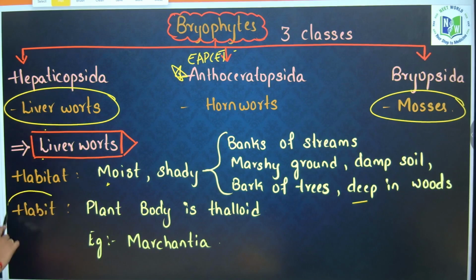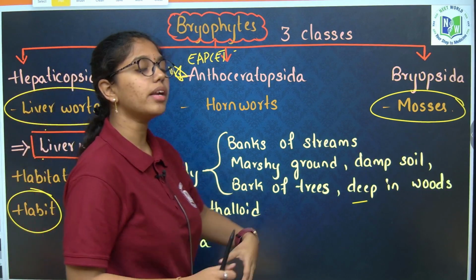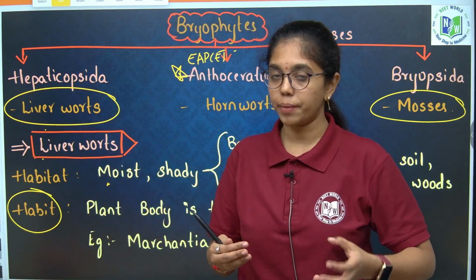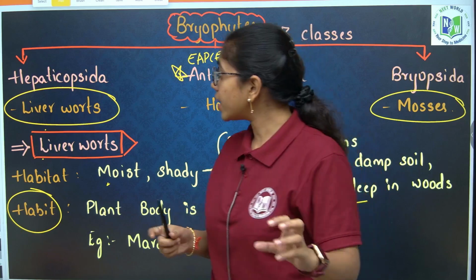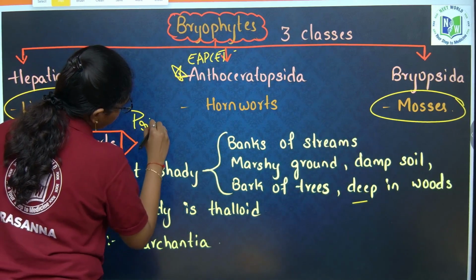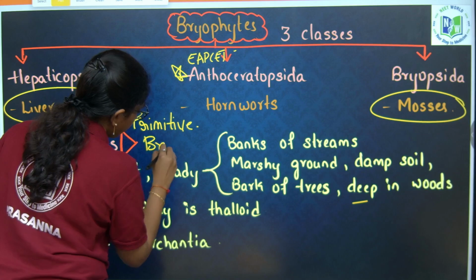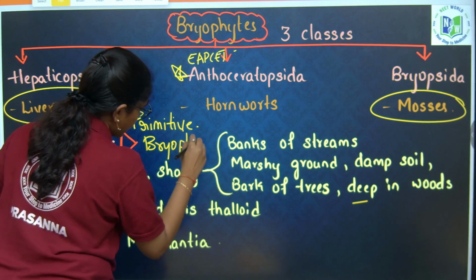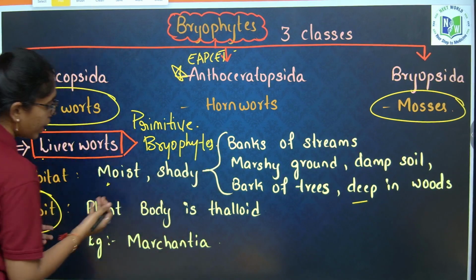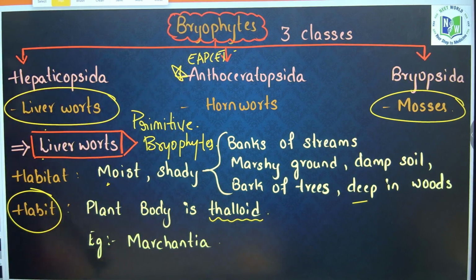If you look into the habit, plant body is thalloid. Though it is thalloid, it is more differentiated than algae. Liverworts are what? Primitive bryophytes. Fix it in your mind beta. So, here the plant body is again thalloid. For example, Marchantia.